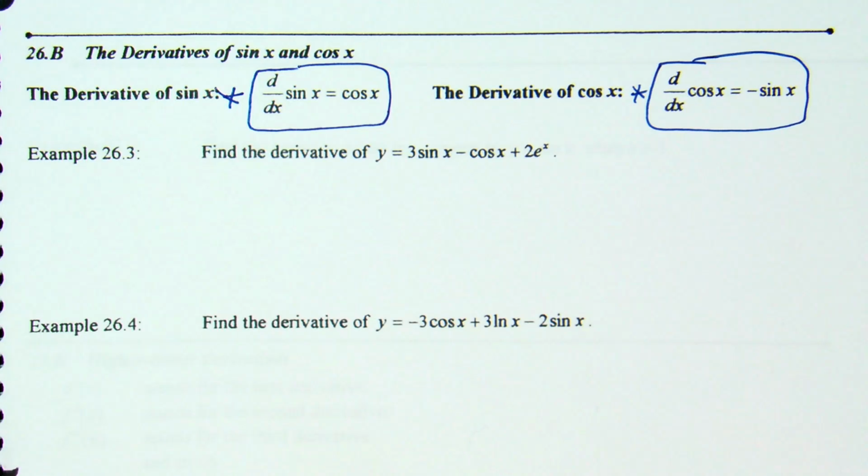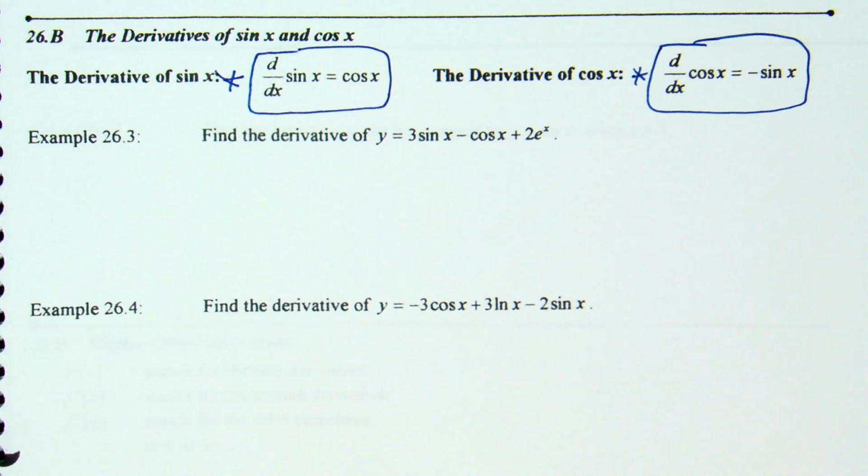Ready for example 3 here? Find the derivative of y equals 3 sine x minus cosine x plus 2e to the x. So, dy dx. Always label your derivative when you get started, so whether it be y prime or dy dx.